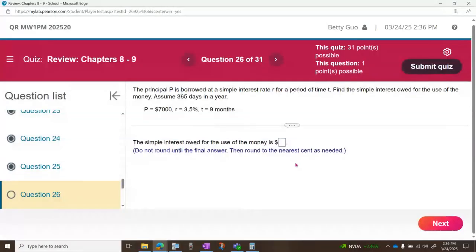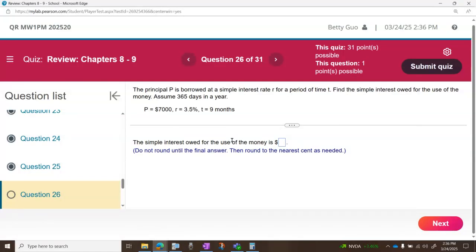This one, simple interest. All right. The principal P is borrowed at a simple interest rate R for a period of time T. Find the simple interest owed for the use of the money. Assume 365 days in a year. P, R, T, multiply them together. However, T cannot be 9 when you calculate, because the time T has to be time in years.